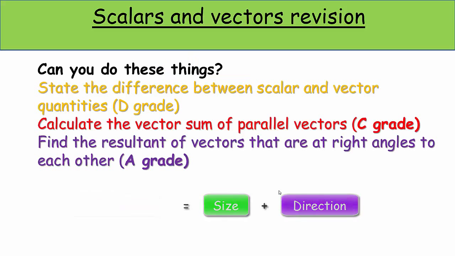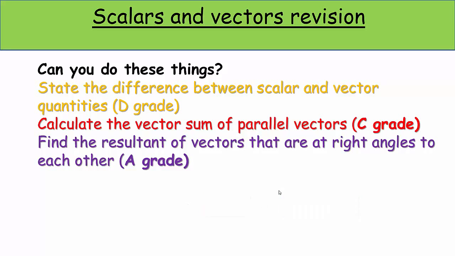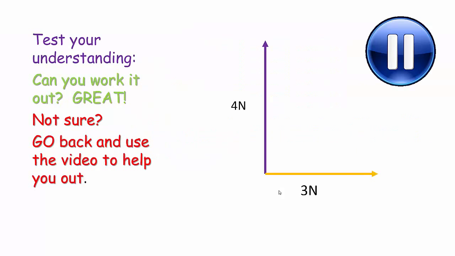We said earlier we need to be able to do these things. I want you to have a look through this list. Can you do these things? Can you tell me what the difference between a scalar and a vector is? Can you calculate the vector sum of two vectors that are parallel? Can you find the resultant of vectors that are at right angles to each other? Let's test that third one. Pause the video and have a go at this question. The solution will come up in a second.